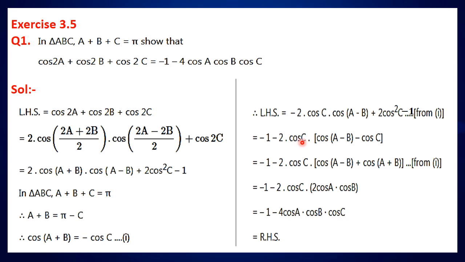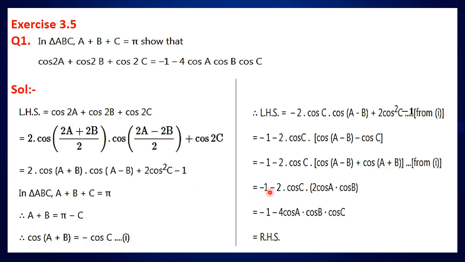-2 cos C is common in these two terms, so cos C is taken out and 2 is also taken out. So -1 - 2 cos C common, and remaining cos(A-B) - cos C. Minus is also taken out, so -cos C remains inside the bracket: -1 - 2 cos C [cos(A-B) + cos(A+B)]. Minus cos C is nothing but cos(A+B).